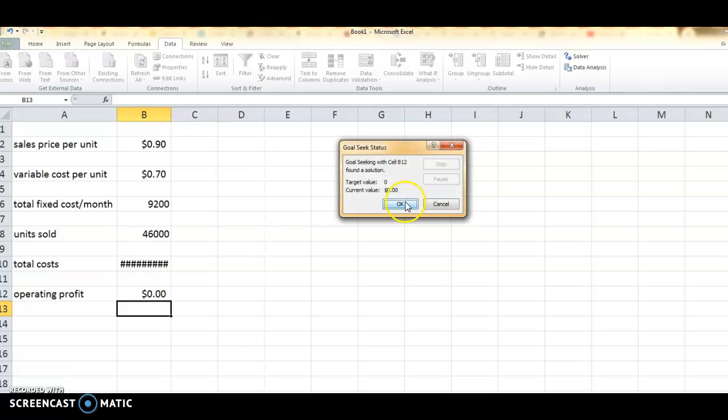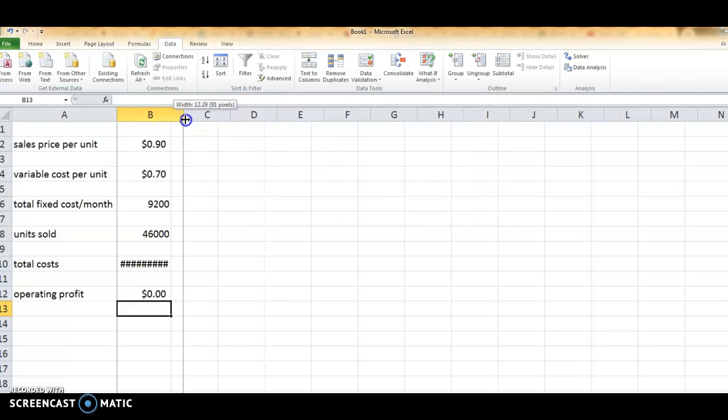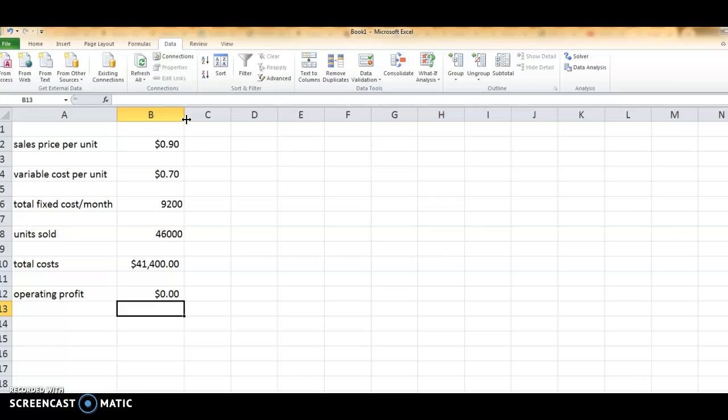And it took it a minute to do this. And I click OK. And in order to break even, I would sell 46,000 units, which would have a total cost of $41,400. Part B says what profit would be realized on sales of 61,000 units. So if I just change my sales to 61,000 units, it tells me I would make $3,000, and if I sold 87,000 units, it tells me I would make $8,200, right here.